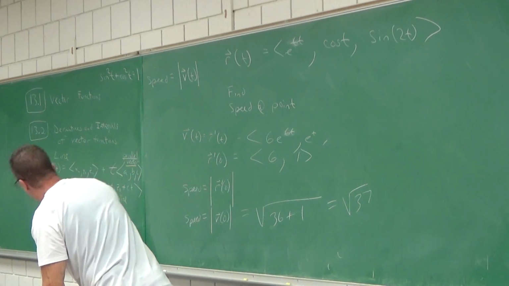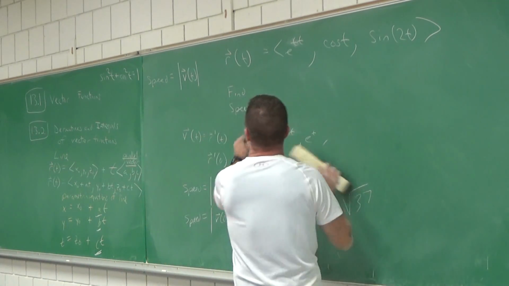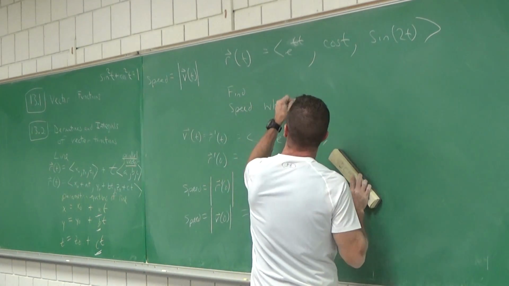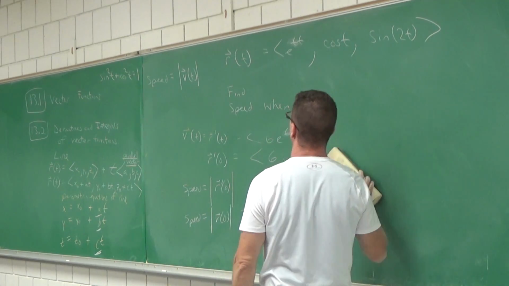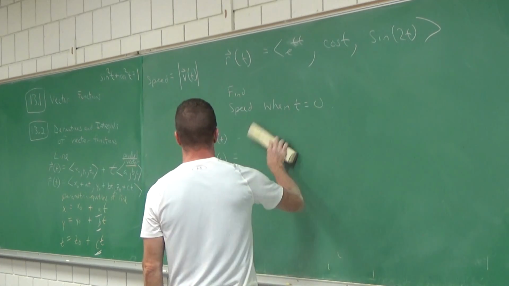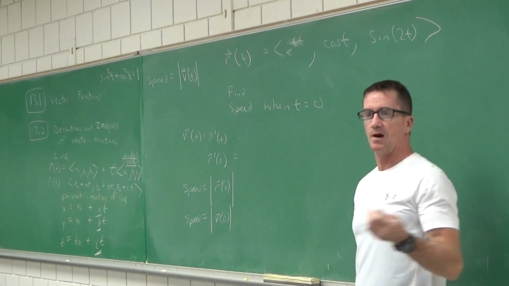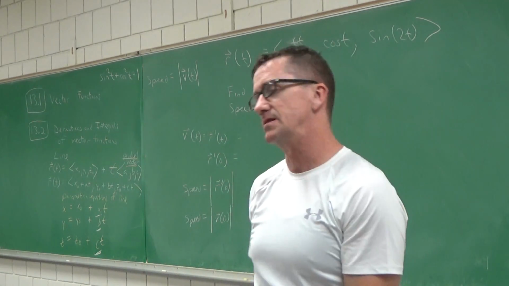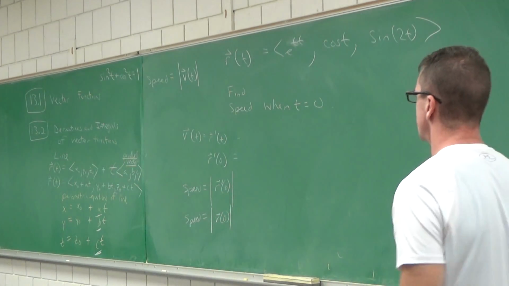Can you find the speed when t equals 0? This time they told you the t value. Can you find the speed of this particle when t equals 0? Well, again, we'll find r prime of t, and then we'll get r prime of 0. Then we'll take the magnitude of r prime of 0.